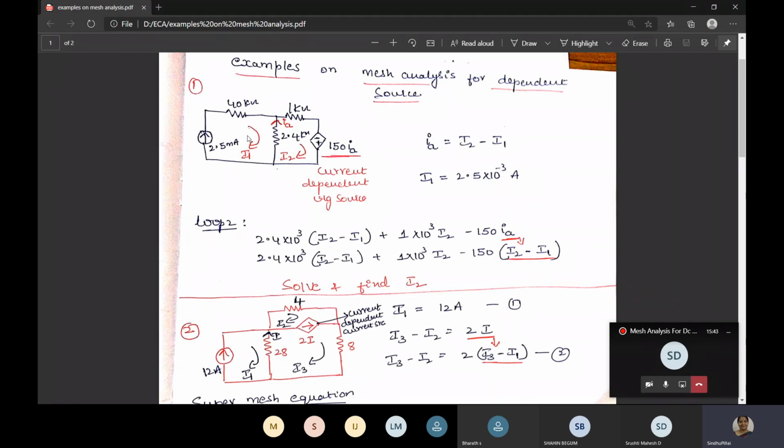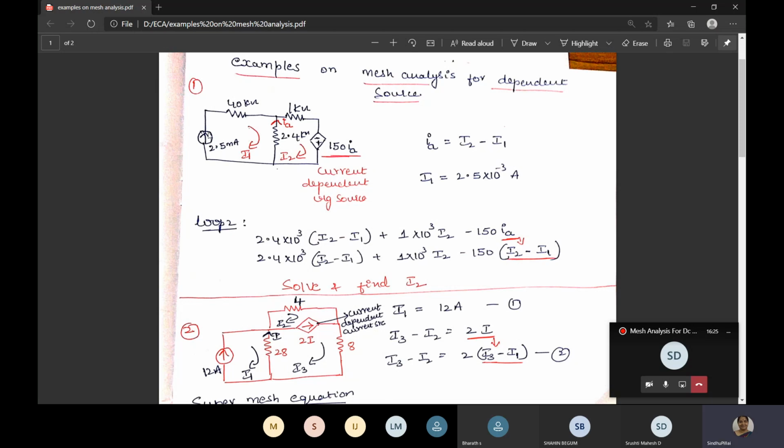Okay, and check whether we have any current sources between the meshes. So we don't have any current sources here between the meshes, and we have a dependent source here. This is the symbol for dependent source. And what type of dependent source is it? It is current dependent voltage source. So it is depending on some current. That IA current is shown in the 2.4 kilo ohm branch. In this resistor, that IA current is shown. So it depends upon the current in the branch.